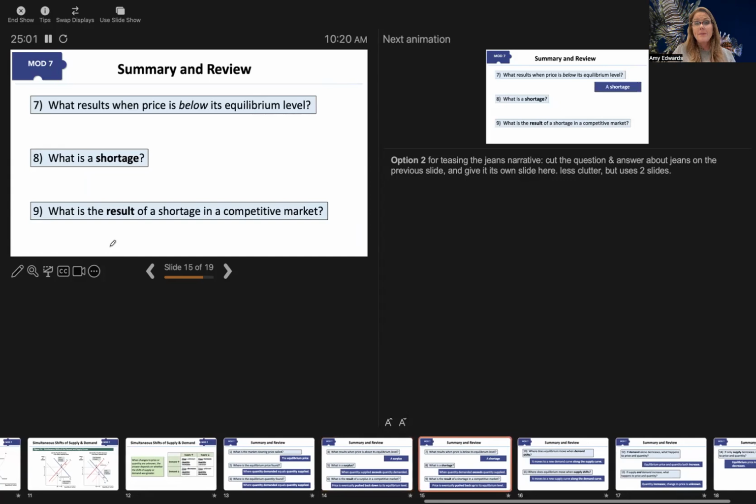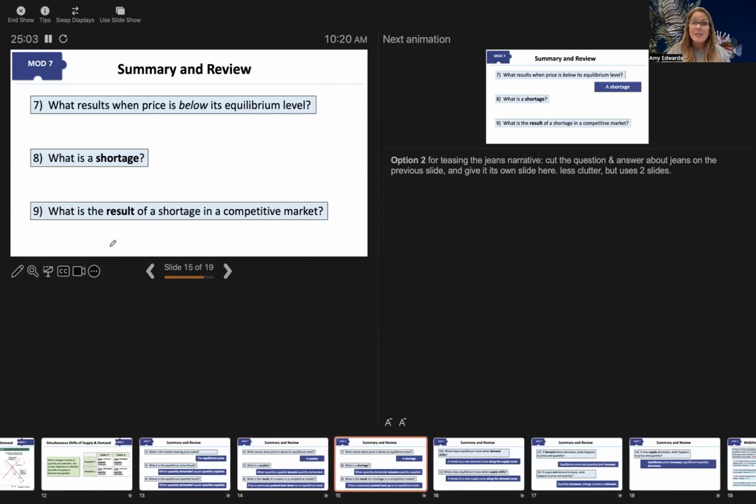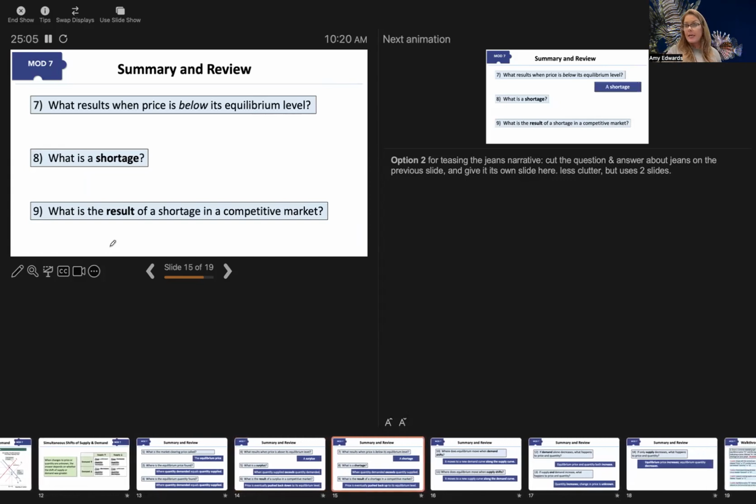Now, what happens when it's below? I'm going to do the exact same thing. I'm going to take the same graph I just did and draw a line below equilibrium, and I can clearly see demand is greater than supply. Okay, that's a shortage. When we want more of something than is at the store, it's a shortage.